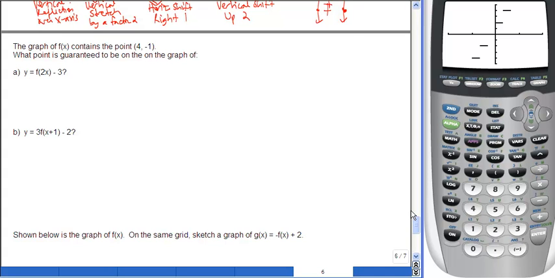And I'm going to show you 2 ways to do this. I'm going to show you one way in terms of just thinking about transformations, and then I'm going to show you another way that thinks about it using function notation. So let's first talk about our transformations.